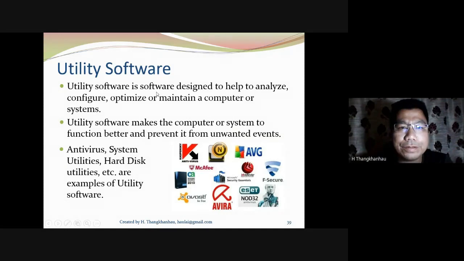Utility software. Now let's go to utility software. Utility software are software designed to analyze, configure, or optimize the system. For example, antivirus, which is useful to detect viruses. And for example, there may be some utilities to format your hard disk. There may be some utilities to recover your deleted photos, etc. So those are utility software. It can be categorized under application, but we can call it as a specific group of utility software. They are not system software.